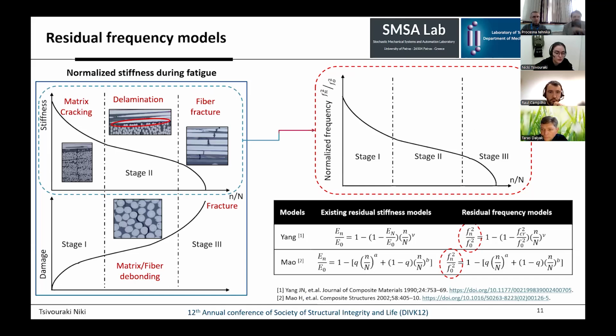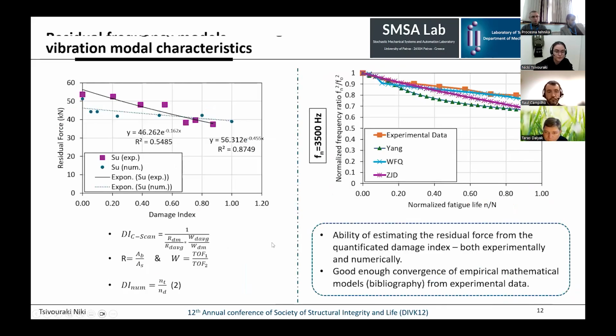After all this, we come to a point where we have all the pieces and we want to make the puzzle. The aim is to examine if the natural frequencies are decreasing in the same trend as the stiffness does, and to validate this behavior by using some empirical mathematical models from the bibliography. Here are presented two of them.